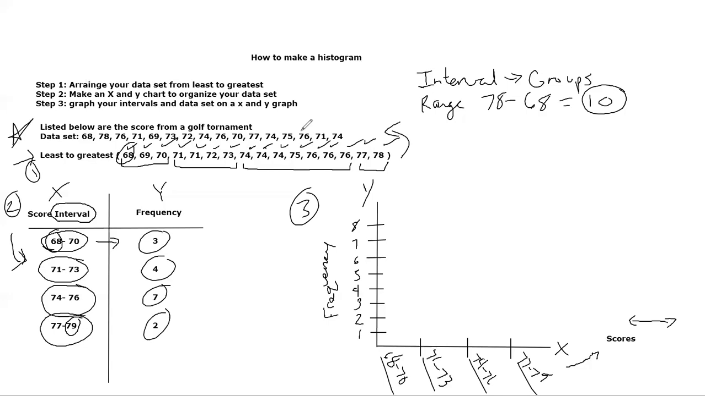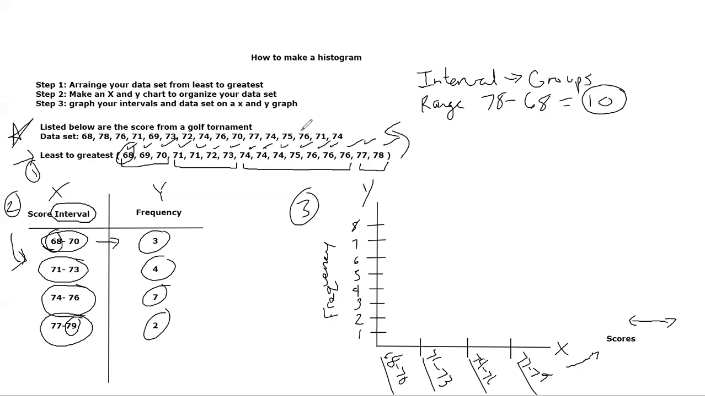Now my frequency is my Y value, or my up and down. The highest frequency I have is 7. You always want to go at least one higher than your highest frequency, because it makes sure that your graph fits if you ever have to close it off. For now, I went from 1 to 8 and I have little lines representing them. All right, so let's graph them.